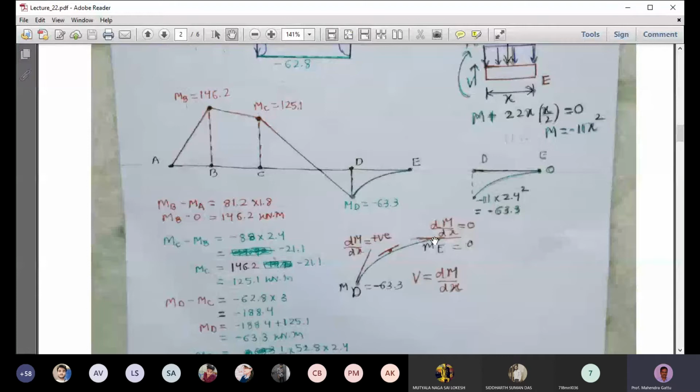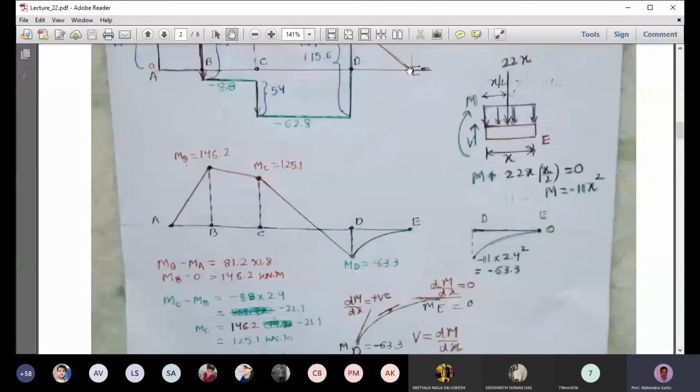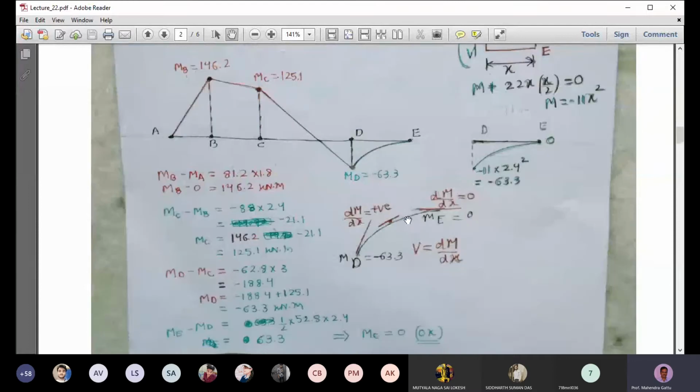And what happens at E? At E, the shear force is 0. That means the slope of the bending moment diagram there will be 0. So finally this curve will look like this, and at E, dM by dx will go to 0. So this is how we draw the curve.